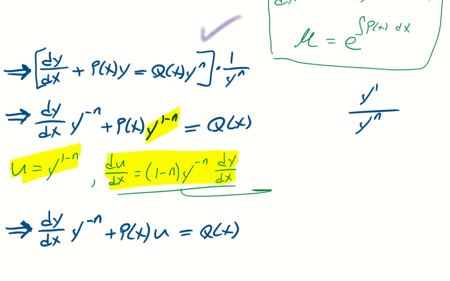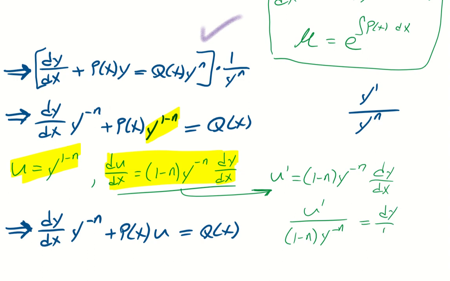And to make things a little bit simpler or more concise, I'm going to change the notation a little bit. Instead of saying du/dx, we can just say u prime. And that's perfectly legitimate. That's okay. u prime is equal to the quantity 1 minus n times y to the minus n power dy/dx. Let's solve for dy/dx. So we'll get u prime over the quantity 1 minus n times y to the minus n power is equal to dy/dx. Great. We now have dy/dx.